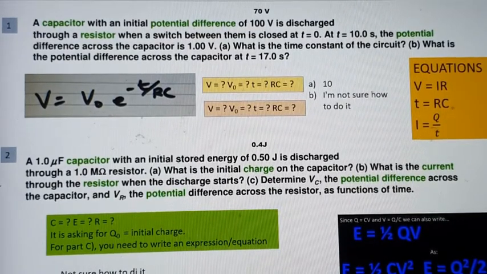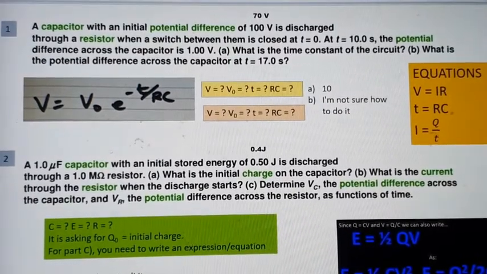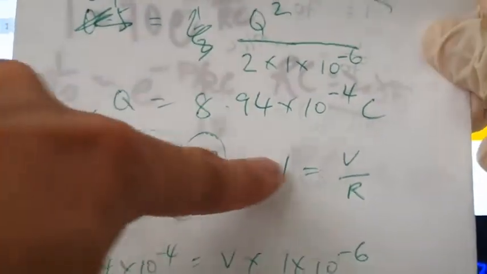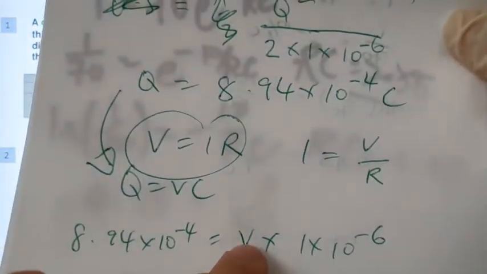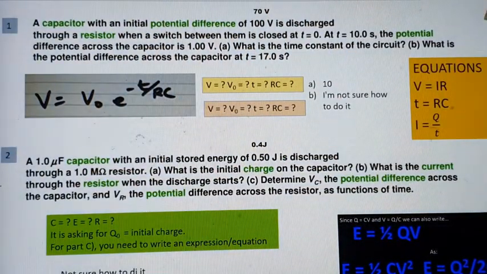So using V equals IR, you can say that I is equal to V divided by R. Here you can work out V, and you're given R in the question, so you can work out I.